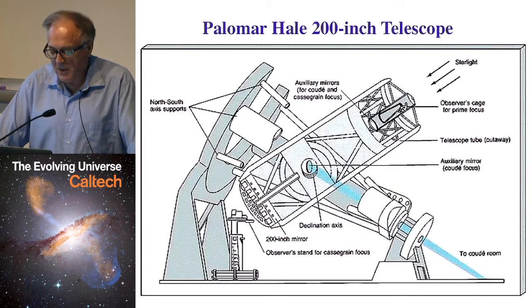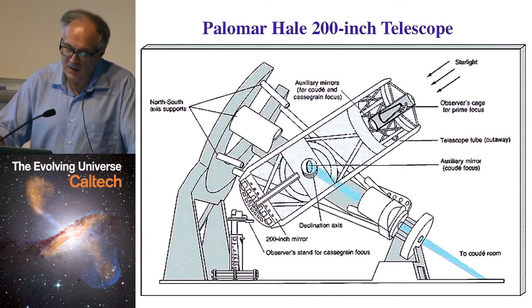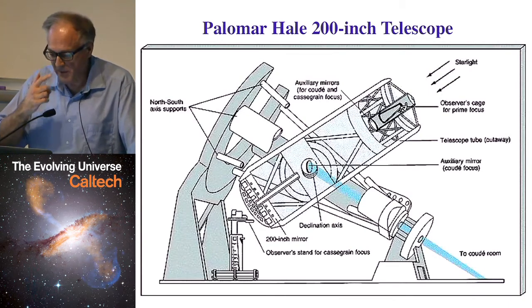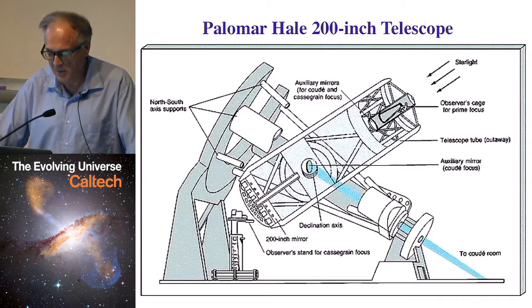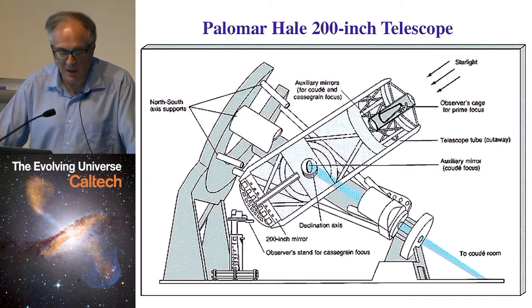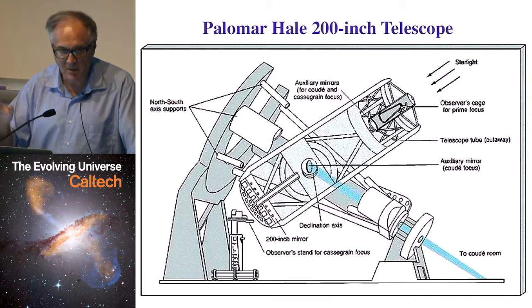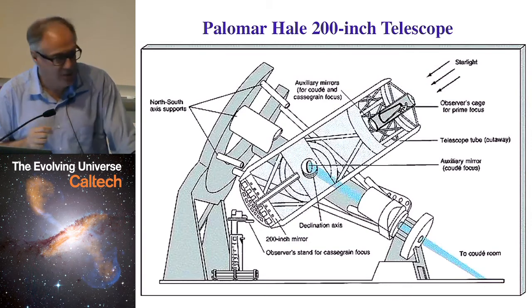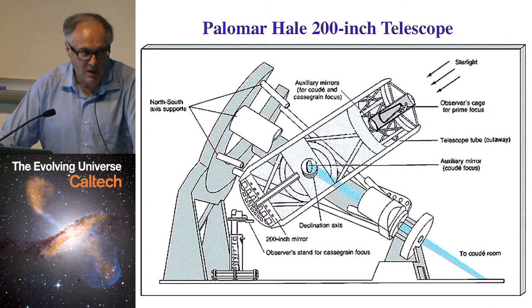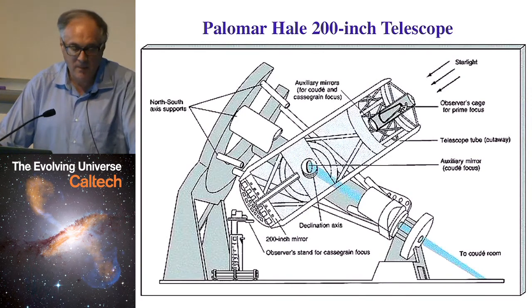Now, where do you send the light defines so-called operational focus. This is a cross-section of a 200-inch telescope at Palomar. The simplest thing is so-called prime focus. Light comes in, bounces off the primary mirror. It's focused in a point up there where that person is sitting. It's called prime focus cage, and you directly observe it from there.